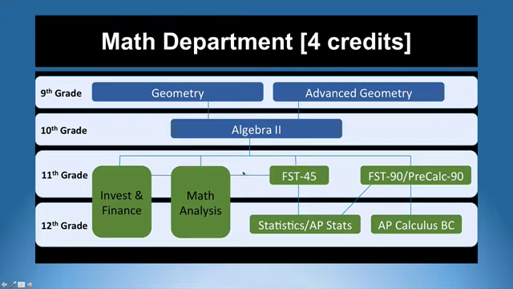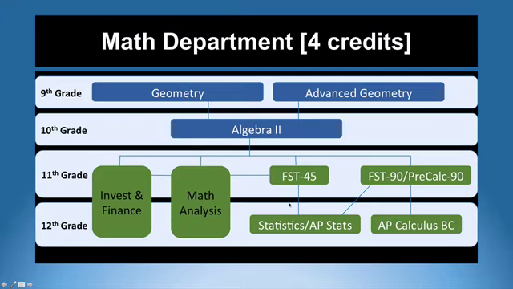Couple definitions here. FST represents functions, statistics, and trig. Students who want to challenge themselves in math typically take FST 90 and pre-calculus 90, usually during their junior year. They actually complete 2 full math classes in a single year and set themselves up for success in the AP Calculus A, B, or BC classes as seniors. Most of our students take the AP Calc BC test and perform very well.